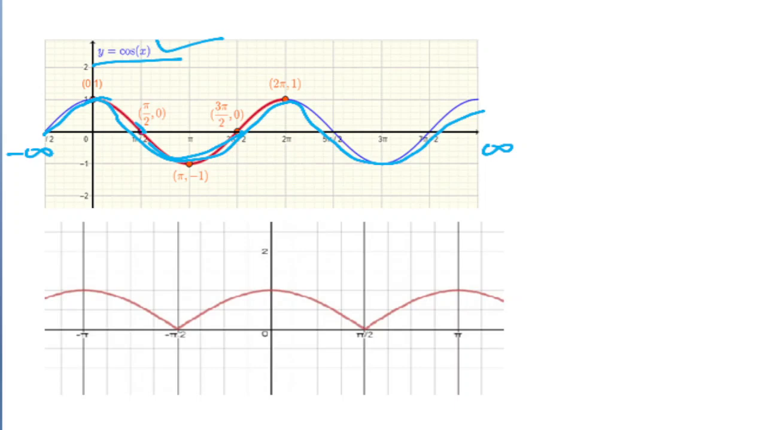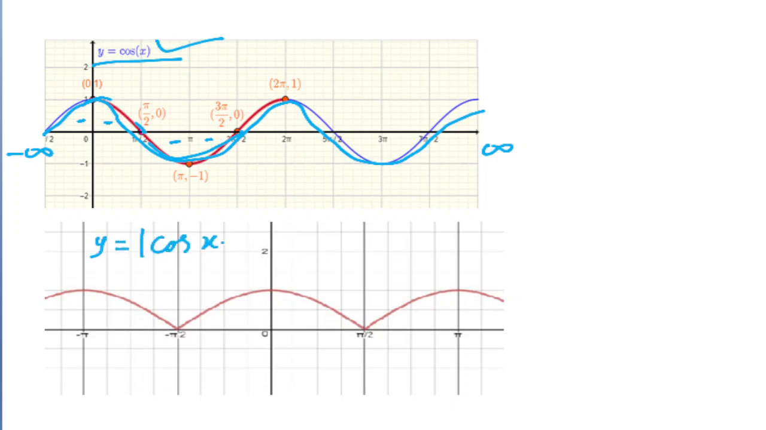Whenever you have the graph above the x-axis, the function is positive in those quadrants. Minus pi by 2 to 0, this is the fourth quadrant. 0 to pi by 2, first quadrant, cos is positive, that's why the graph is above the x-axis. In the second and third quadrant, cos is negative, so from pi by 2 to 3 pi by 2, we are getting the graph below the x-axis. Got it, friends?